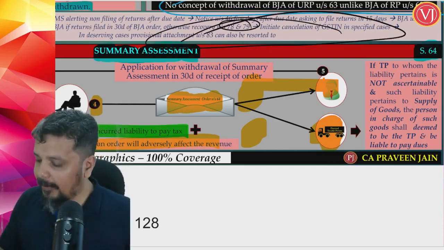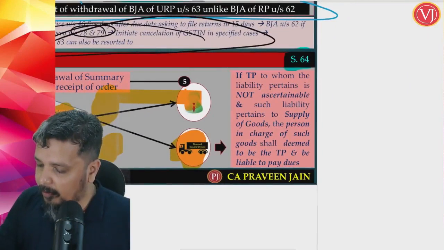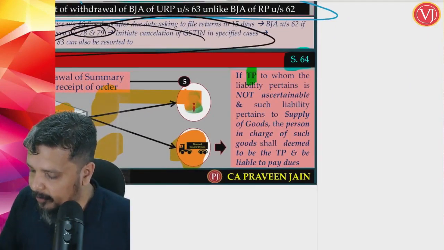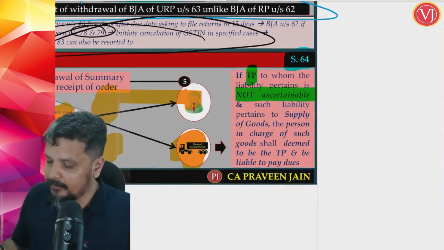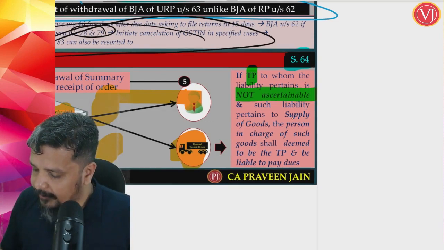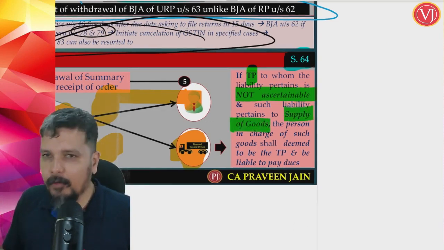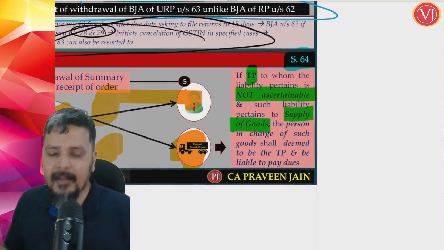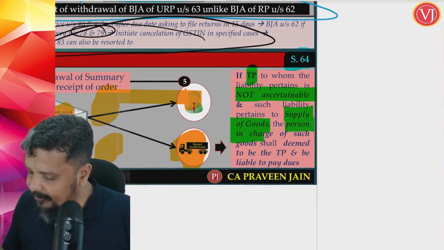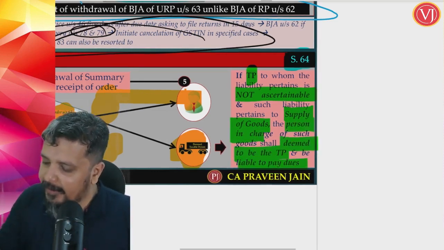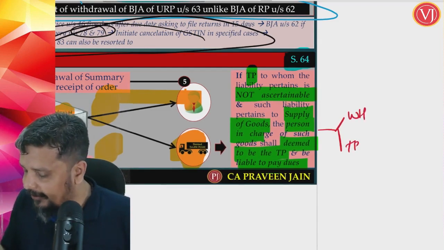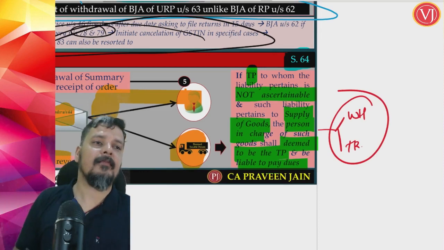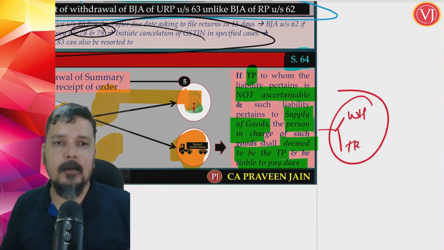Fourth, this applies where there's a taxable person to whom the liability pertains who is not ascertainable, which means he is not found. Such liability pertains to supply of goods, which means you are dealing only with goods. The person in charge shall be deemed to be the taxable person. In simple language, they are talking about the warehouse keeper and transporter.